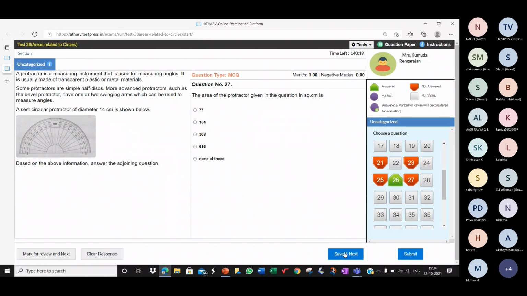Now find the area. 77, ma'am. 77. Did you do pi r square by 2? Yes, ma'am. All right, see the next question. If the diameter of the protractor is increased by 2.1, then the perimeter will increase by?